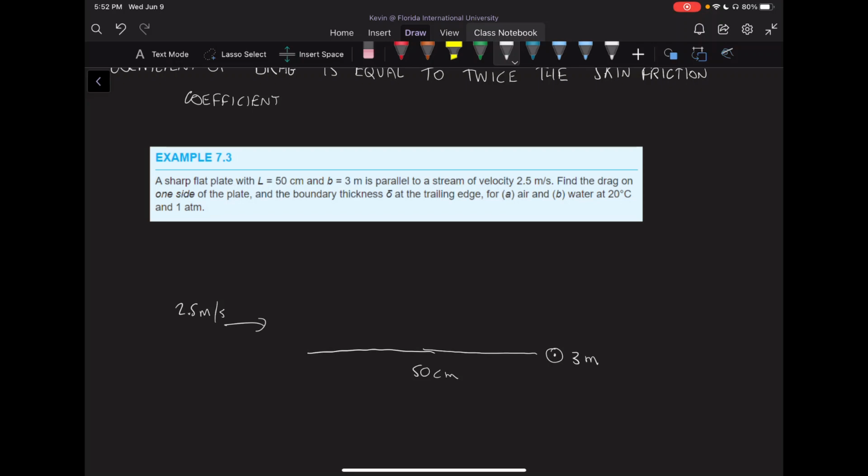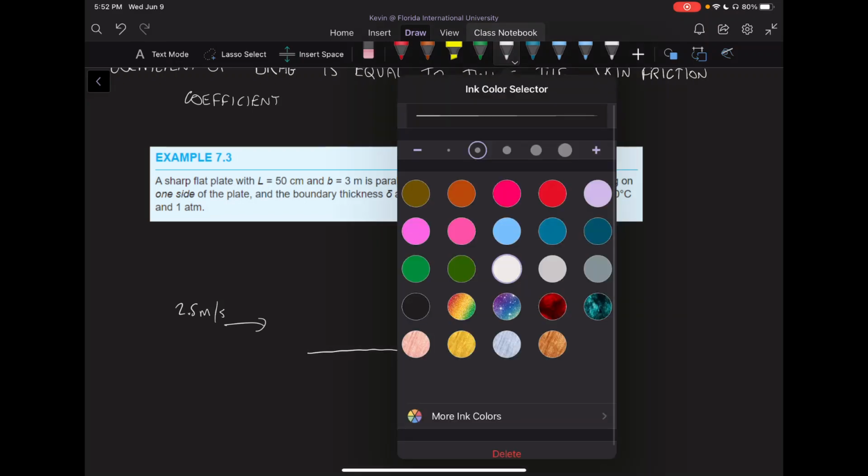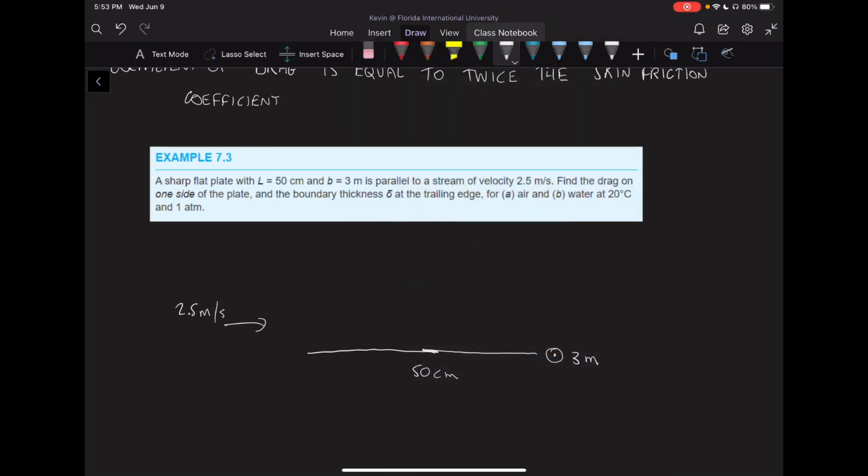So we're not going to be interested in the bottom side of the plate. We're only going to be interested in the top side of the plate, for example. We're going to look at only one side. And it says to find the drag on one side and the boundary thickness at the trailing edge for air and water at 20 degrees and 1 atmosphere. So one time we're going to have air going at 2.5 meters per second, and then we're going to have water going at 2.5 meters per second.